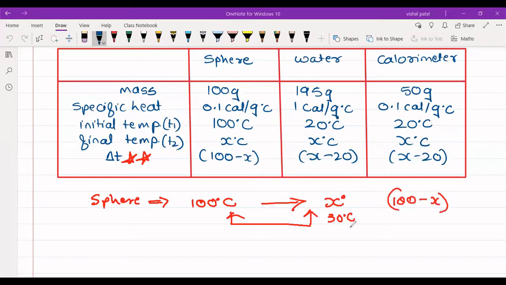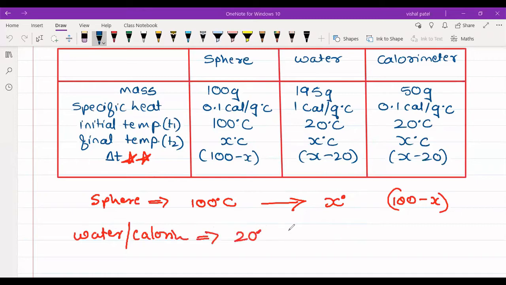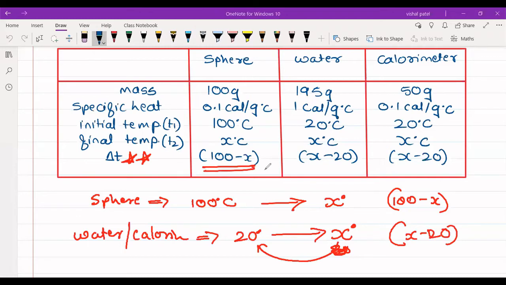100 minus X, because the sphere is getting cooled. But for water and calorimeter, the initial temperature was 20, then the temperature increased, suppose to 80. So what is the change in temperature for water and calorimeter? X minus 20, big minus small. See this. This is 100 minus X. This is X minus 20.